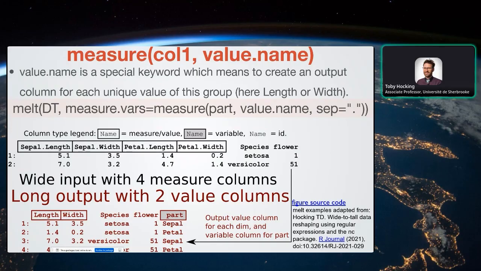Another way of using this measure function is using this value.name keyword. So here I say measure col1, value.name. So col1 would be a literal column name like part. And value.name is this sentinel keyword that means here we're going to create a new column for every unique value that ends up getting captured here. So here it's the second part after separating with a dot. That means we're going to get a new column named either length or width. And so here we get a new column in the output, length or width.